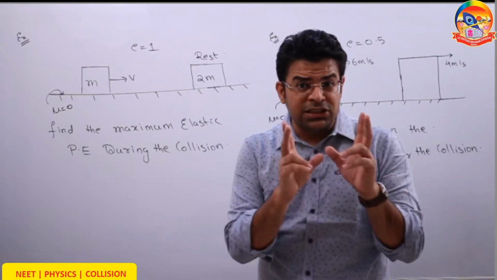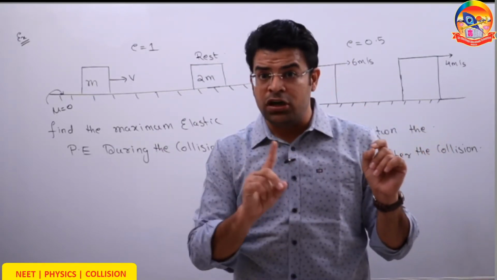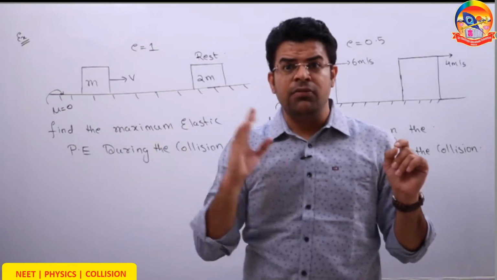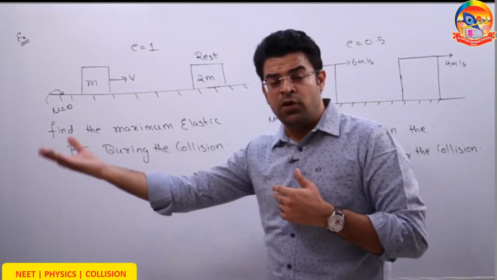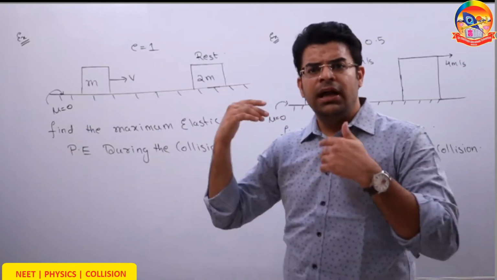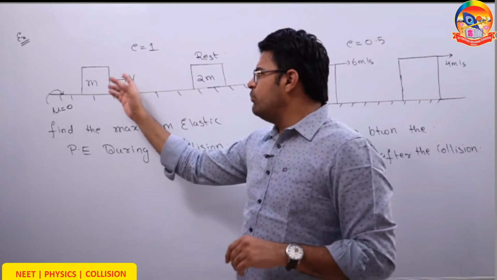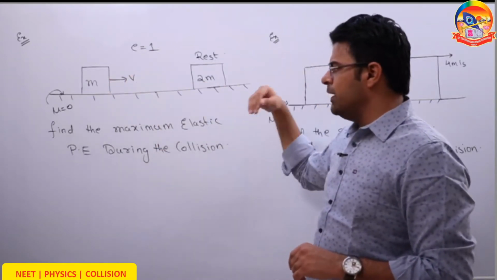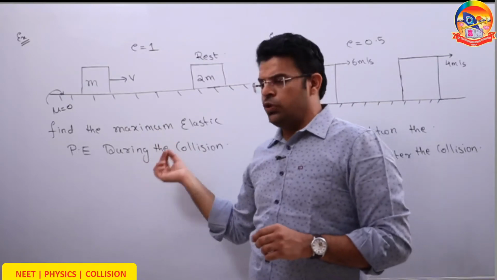Remember that in elastic collision there is no energy loss. Energy is conserved, momentum is conserved, kinetic energy is not conserved during the collision. It converts from kinetic to potential and then again potential to kinetic. So now here there is a block of mass m moving with a velocity v colliding with another block of mass 2m. Question is, find the maximum elastic potential energy during the collision.